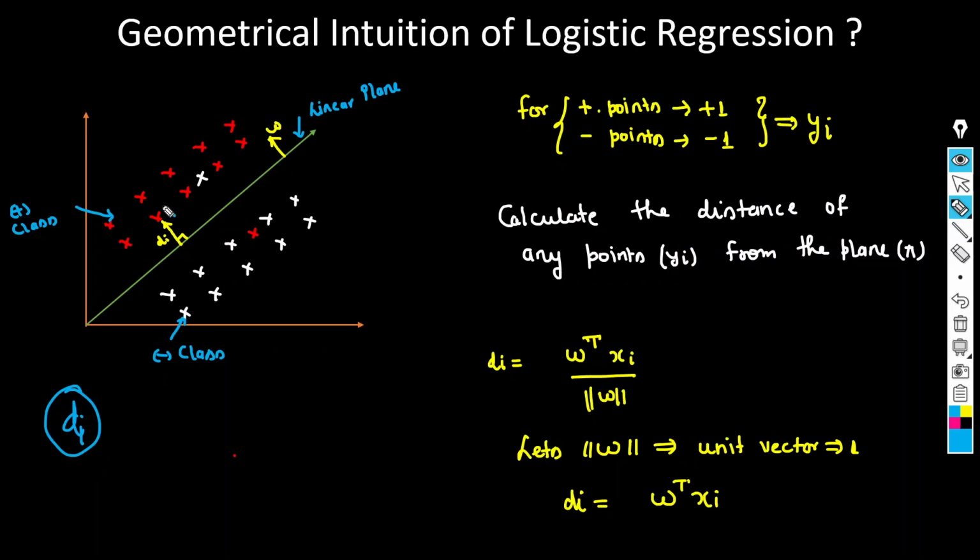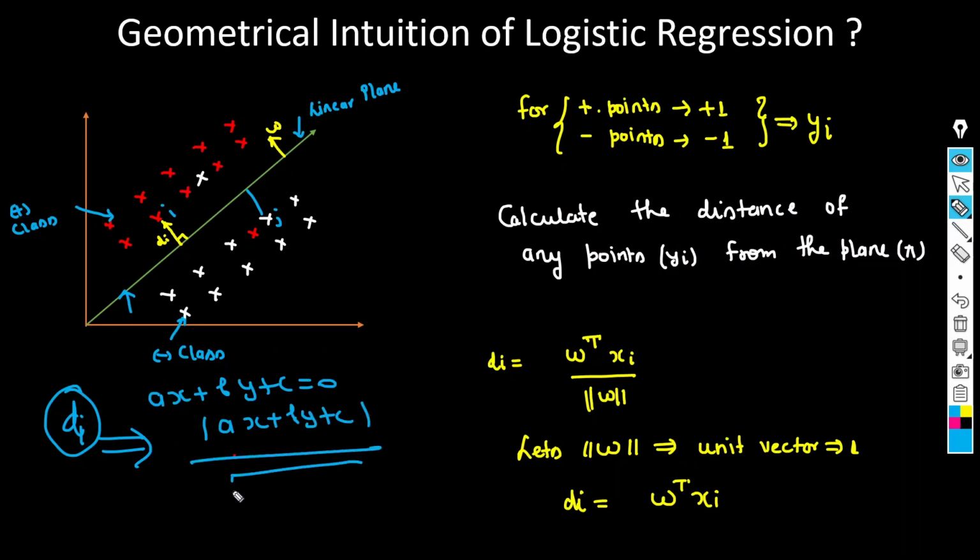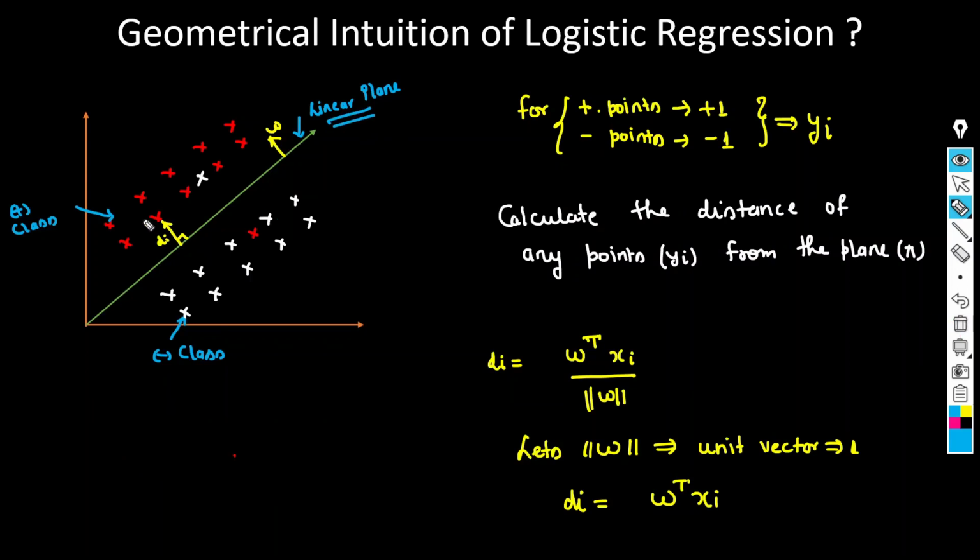This is your xi point and this is your xj point, right? If it is a line, not a plane, then the equation of the line would be ax plus by plus c equal to 0, and the distance formula would be (ax plus by plus c) divided by the square root of a square plus b square. This is the equation of the distance of each point. If we have a plane, then the distance would be like this.